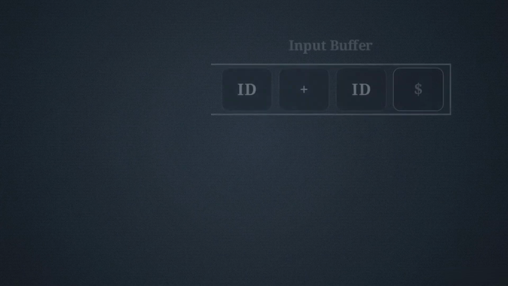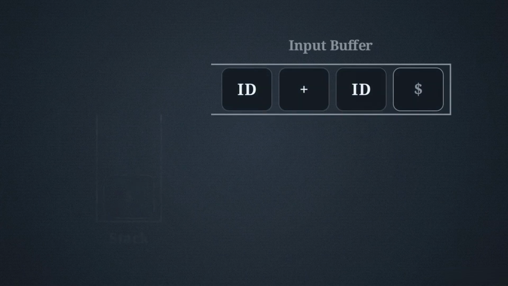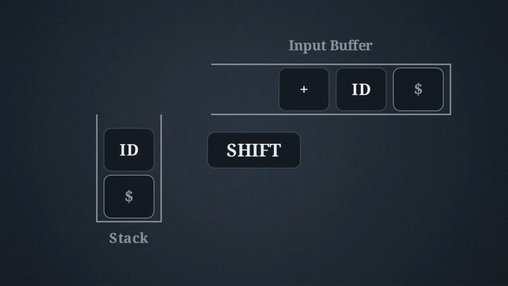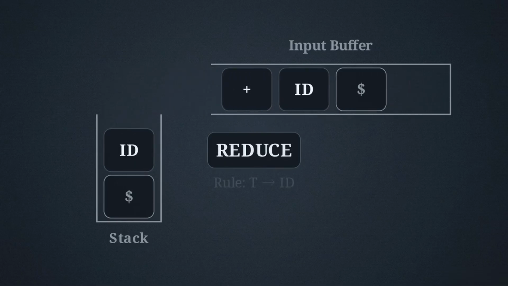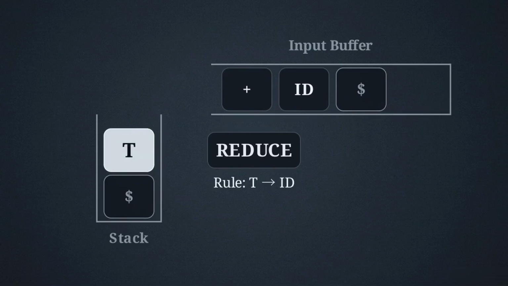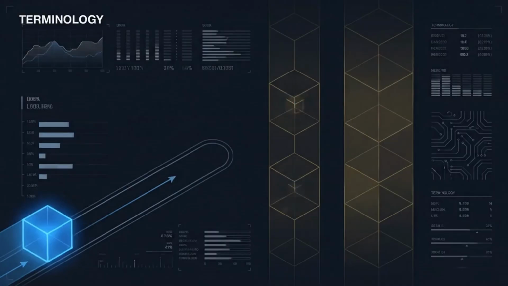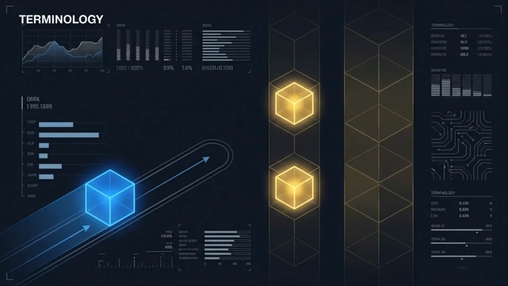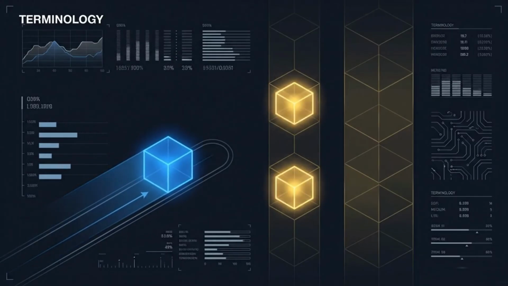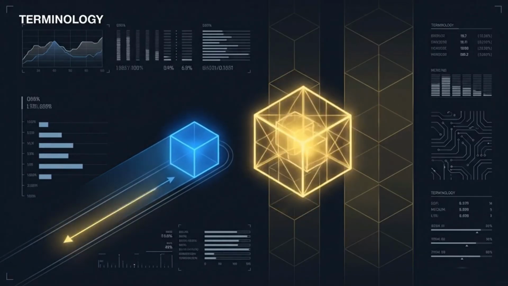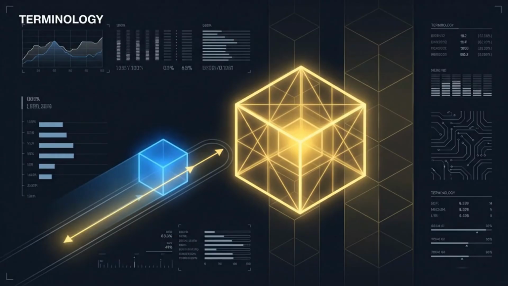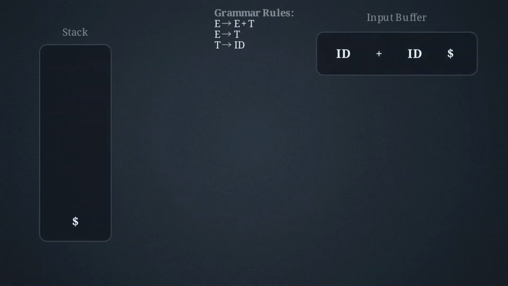A bottom-up parser relies on two memory zones, a horizontal input buffer and a vertical stack. The first command, shift, moves a token into the stack. The second action, reduce, replaces matching stack symbols with a higher-level non-terminal, turning ID into T. Bottom-up parsing's complexity is built on these two decisions, moving data into memory with a shift or condensing it with a reduce. Let's watch this engine process a string.